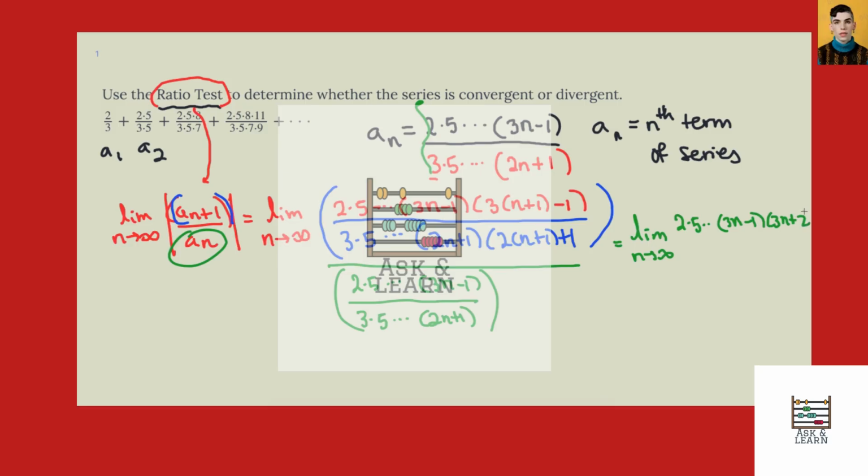And notice the very last term over here, if you simplify this, that's 3n plus 2. And the denominator, and then the very last term here, that's a 2n plus 3. Okay, now we're multiplying this by this thing after we flip it upside down.